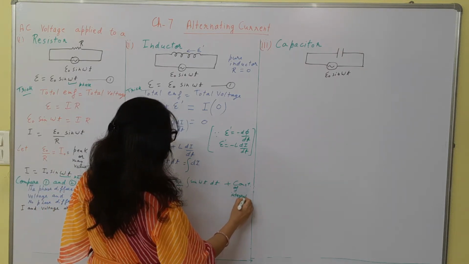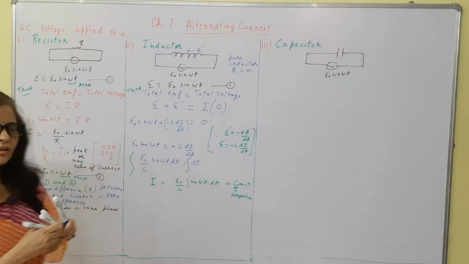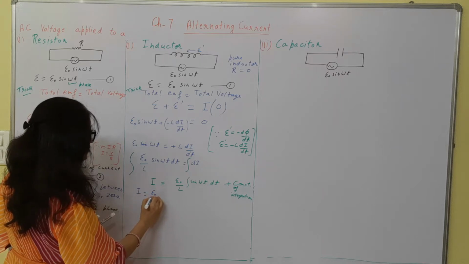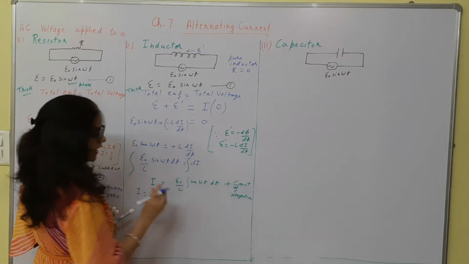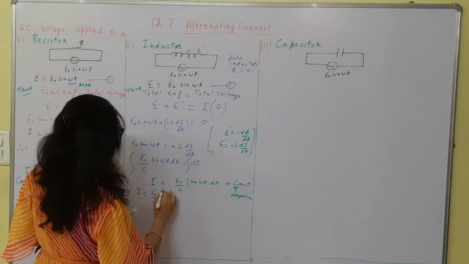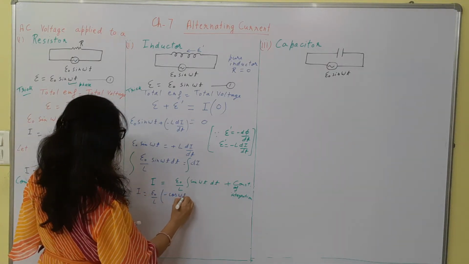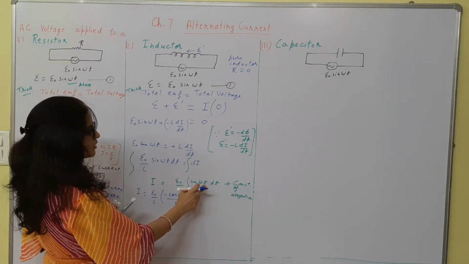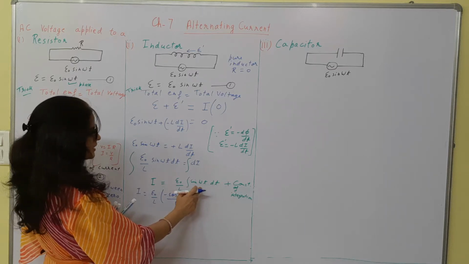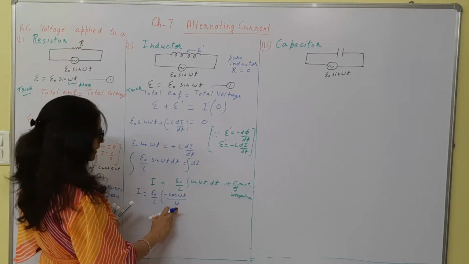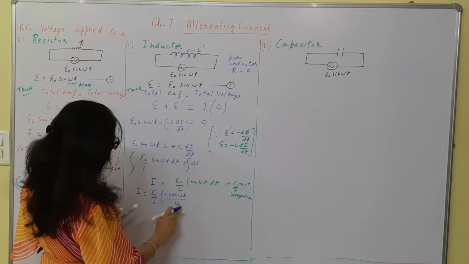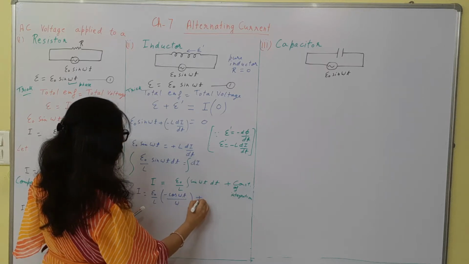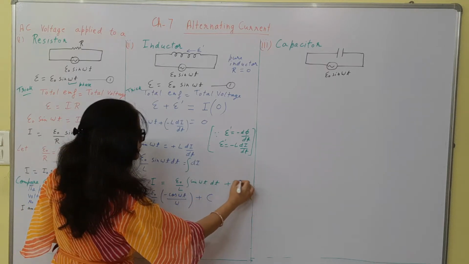Let's solve it. I is equal to E naught upon L. Sin omega t has an integration minus cos omega t upon omega by chain rule, because this is not simply t. So omega t will also be integrated once more. So this will be divided here. So this is equal to omega, plus constant of integration c.